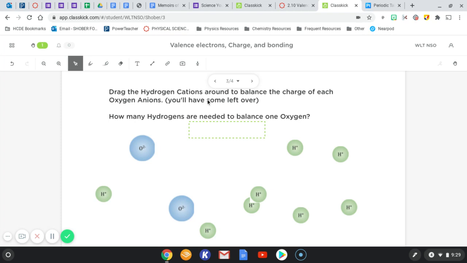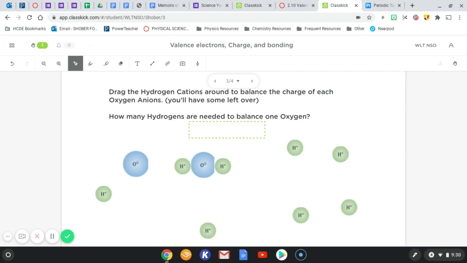You'll have some left over. So these blue guys are my oxygen anions. We can tell they're oxygen because it says O, and we can tell they're anions because they're 2-, and so they have negative charges. Negative charges means anions. So we have minus charges there. What I want to do is figure out how many of my little plus charges are going to get attracted to this, because remember, opposites attract. Plus and minus are going to attract each other until they're balanced out.